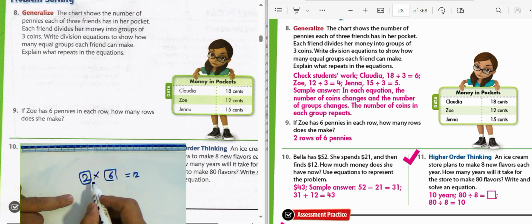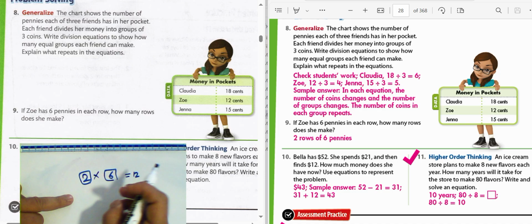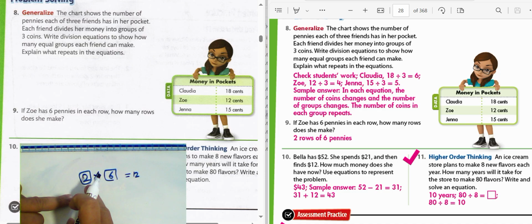It asks: Zoo has 6 pennies in each row. How many rows does she make? We can write 2 rows of 6 pennies because 2 times 6 equals 12. Understood? The number here refers to the row and here the column. So it tells us 6 pennies in each row. Is the number of columns here 6? Like this, 1, 2. In each one, it's 6.